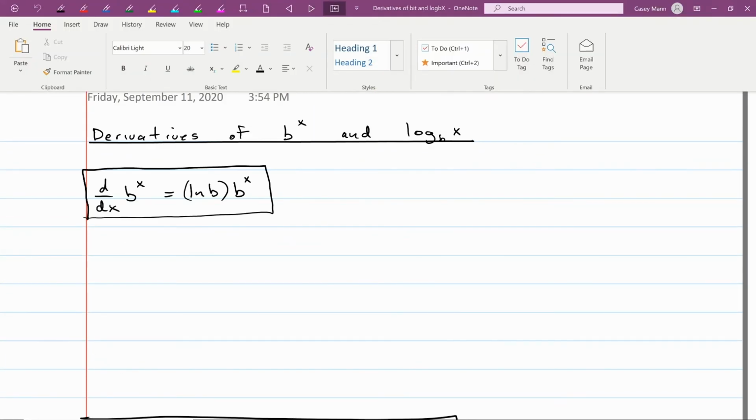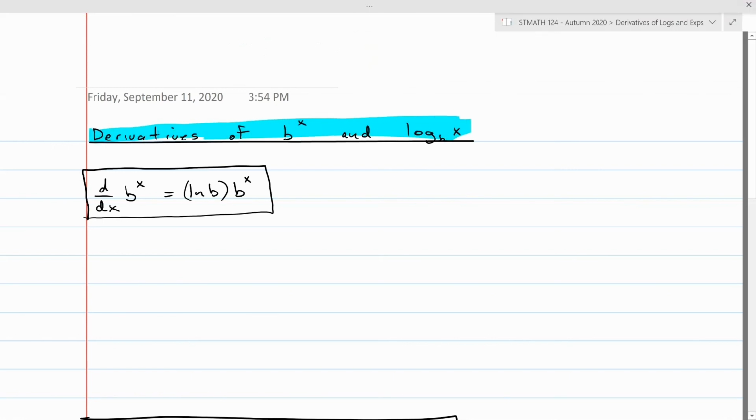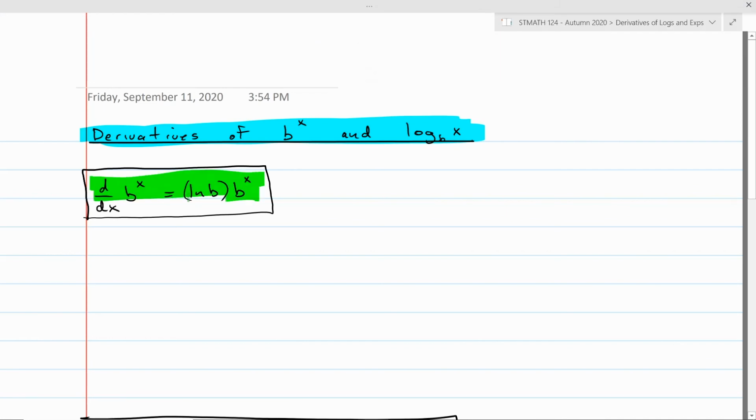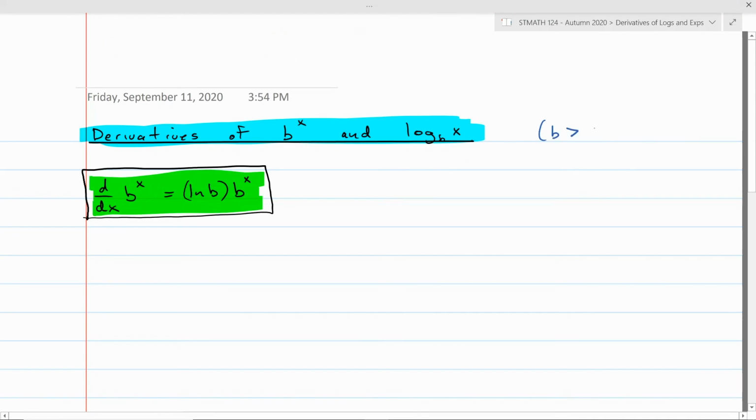All right, so now that we have control of these properties of logarithms and we understand that we can have logarithms and exponentials of different bases, we want to know what the derivatives are of these two new kinds of functions that we're working with, b to the x and log base b of x. Well, the first formula is that when you differentiate b to the x, you get b to the x, but then times this natural log of b. B here is just a positive constant, right?